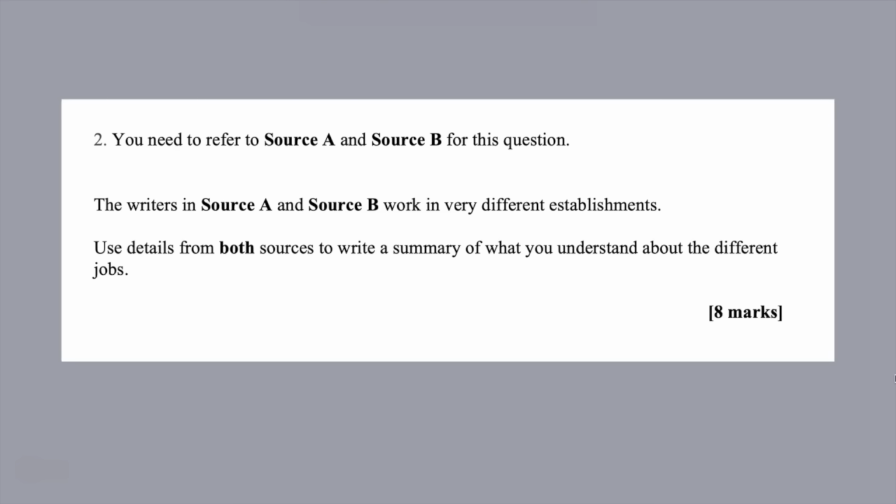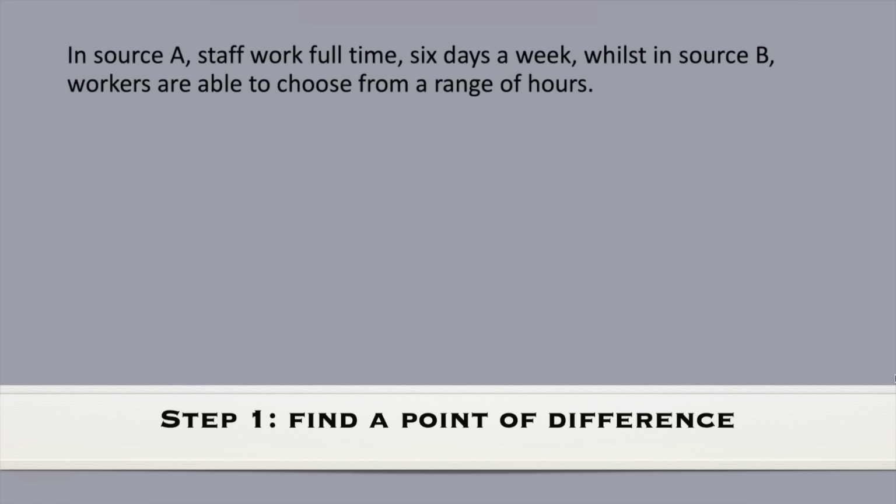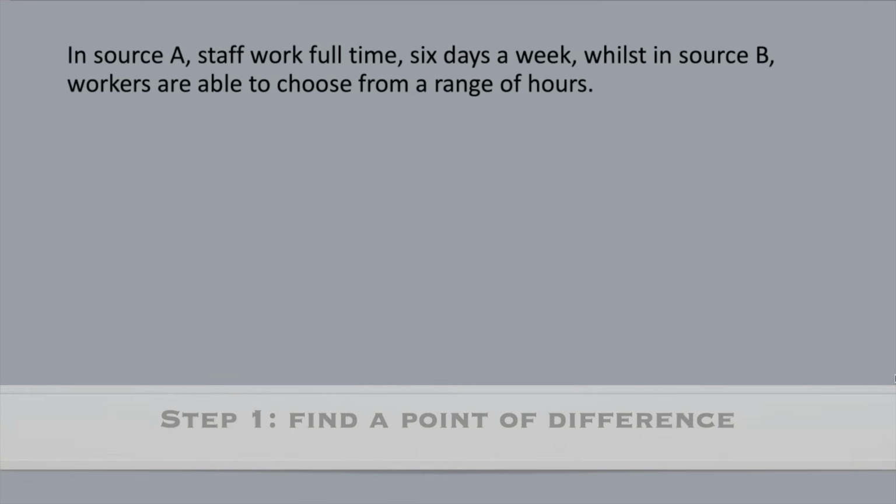To boost your marks, you need to be perceptive, which essentially means you write something that's not stated in the text, but that you've worked out for yourself. So here's a 3-step process you can follow to boost your marks in question 2. Step 1, find a point of difference, such as in source A, staff work full-time 6 days a week, whilst in source B, workers are able to choose from a range of hours.